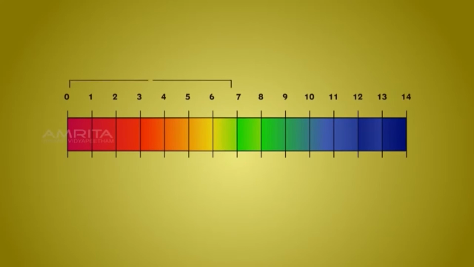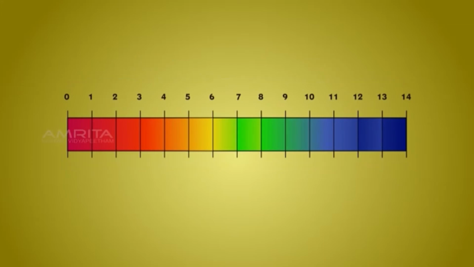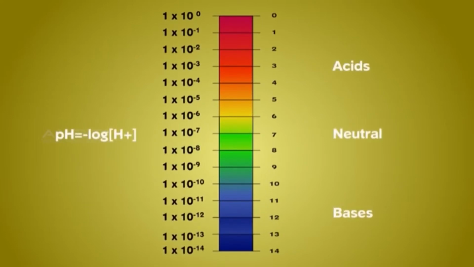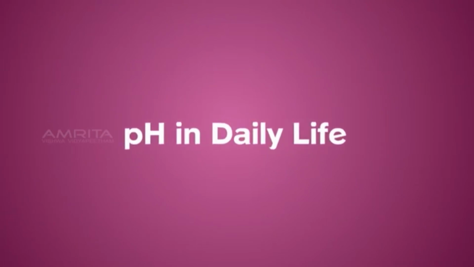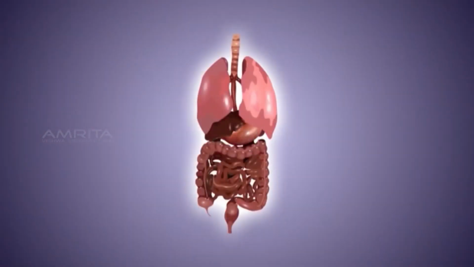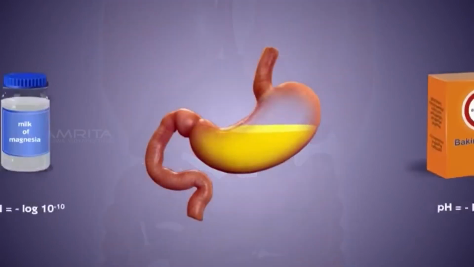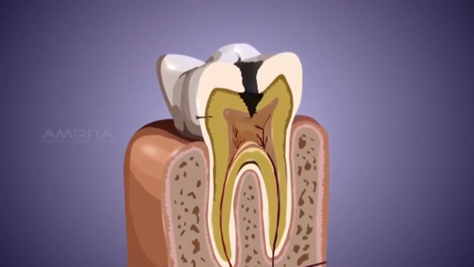If the solution is more acidic, the pH will be very low. If the solution is more basic, the pH will be very high. pH is defined as the negative logarithm of hydrogen ion concentration. pH occupies an important place in our daily life, such as our digestive system has pH. Excess gastric juice produced in our stomach can be neutralized with antacids. pH change leads to tooth decay.